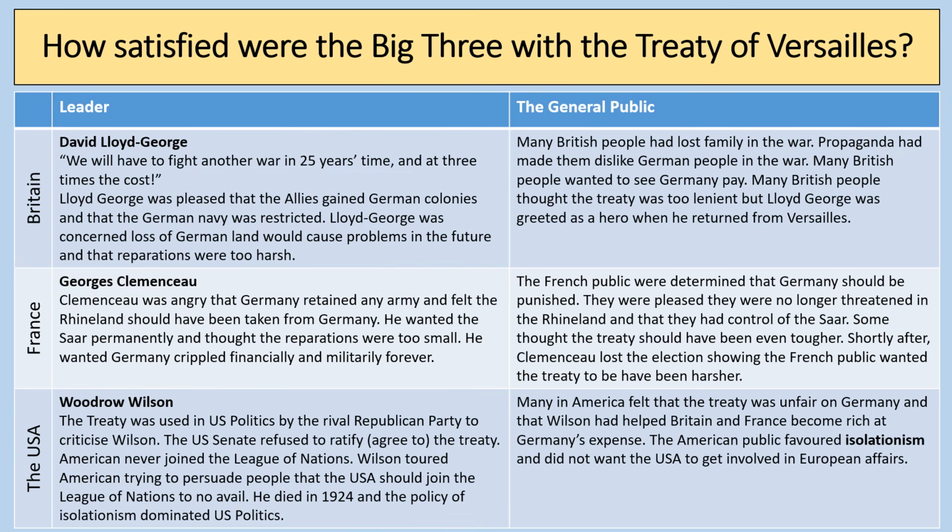So in terms of how satisfied the big three were with the Treaty of Versailles, I think this is quite an interesting question to look at. David Lloyd-George very famously said, quote, "We will have to fight another war in 25 years' time and at 3 times the cost." Lloyd-George was pleased with a number of things, not least the fact that although the German colonies were League of Nations mandates, in effect Britain and France were going to gain control of them. He was also pleased that the German navy was restricted so that Britain would regain naval supremacy. Remember, there had been a big naval arms race between Britain and Germany before the First World War.